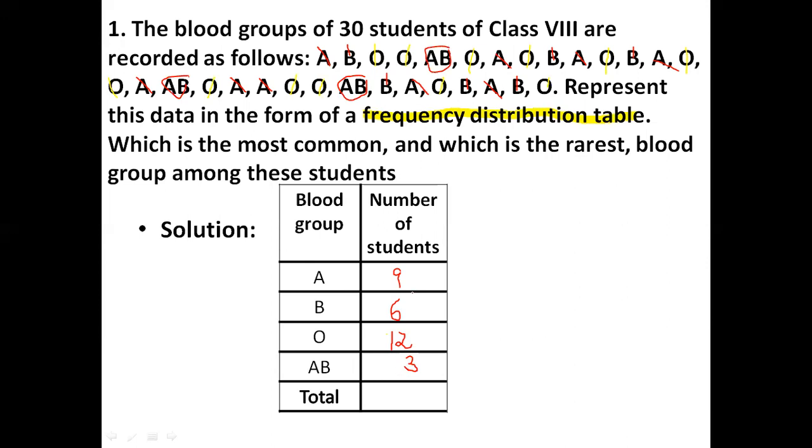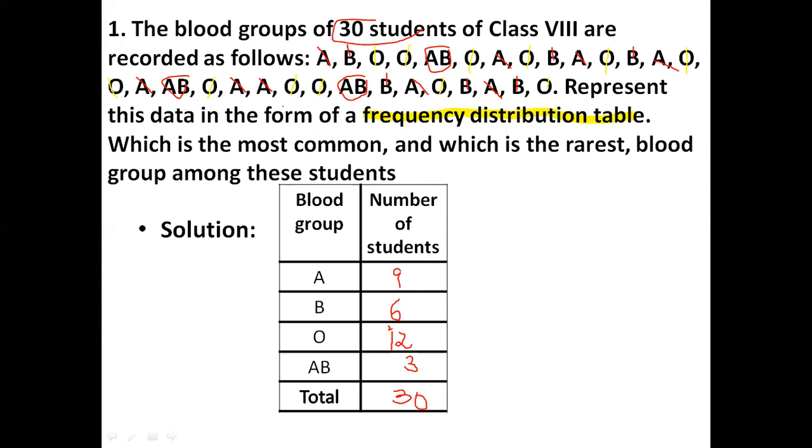Now we need to add the total number. So 9 plus 6 will be 15. So 15 plus 12 will be 27. 27 plus 3 is 30. So it is correct, because we had recorded the data for 30 students.